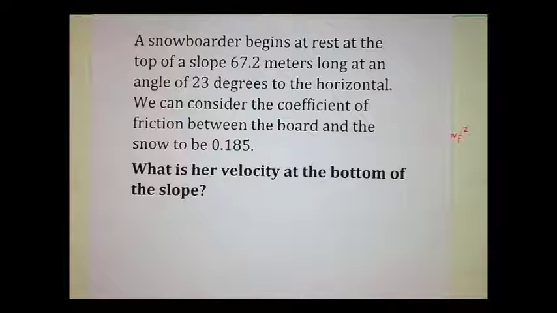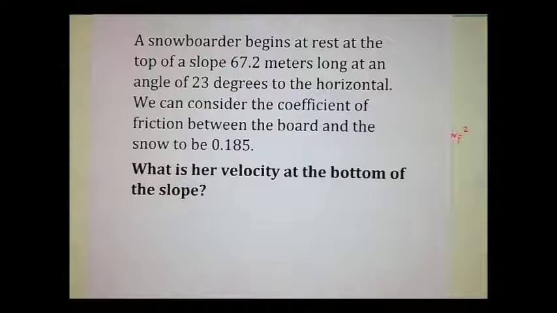All right, so our next example is a follow-up to the previous problem, adding in a complication of friction. The snowboarder begins at rest at the top of a slope, 67.2 meters long, at an angle of 23 degrees to the horizontal. This time, we can consider the coefficient of friction between the board and the snow to be 0.185. And we're once again asked, what is her velocity at the bottom of the slope?